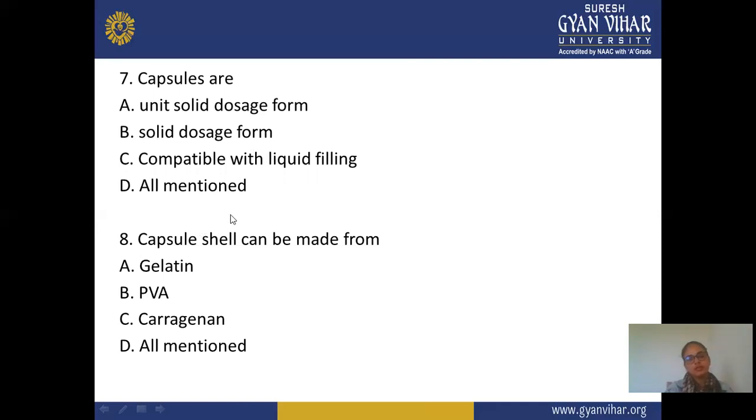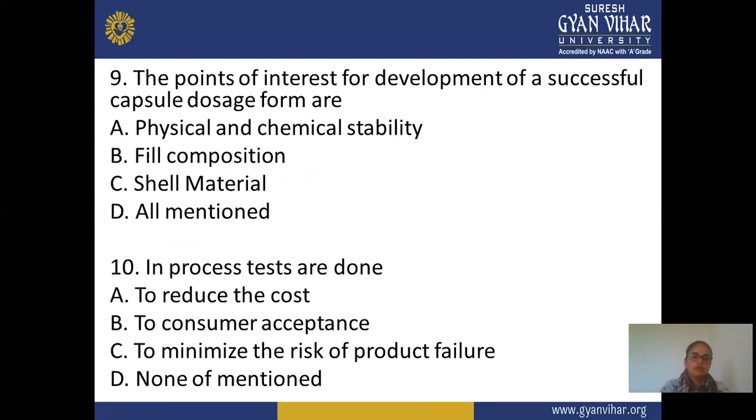And next, eighth question, capsule shell can be made from A gelatin, B PVA, C starch. The option all mentioned means all of A, B, C are correct. In this, you select which one is correct regarding the capsule shell, or which material is used for manufacturing or formation of the capsule shell. Next and ninth question, the points of interest for development of a successful capsule dosage form are: option A physical and chemical stability, B fill composition, C shell material, and D all mentioned.